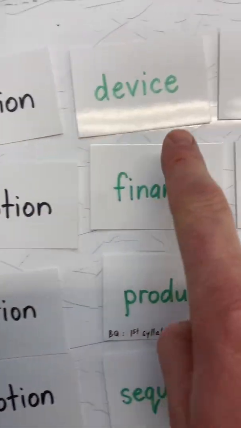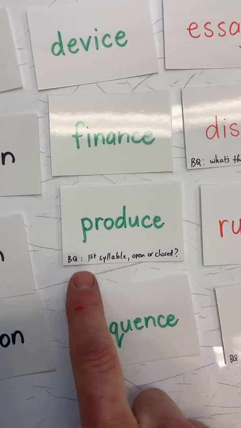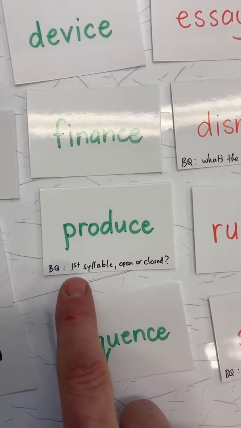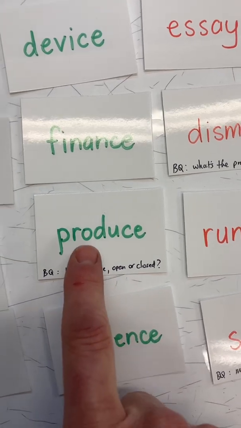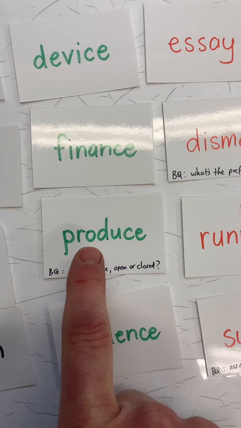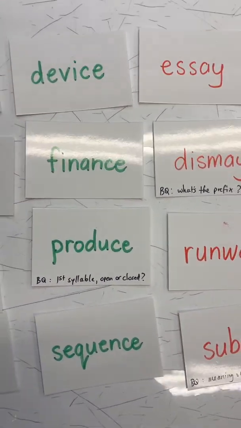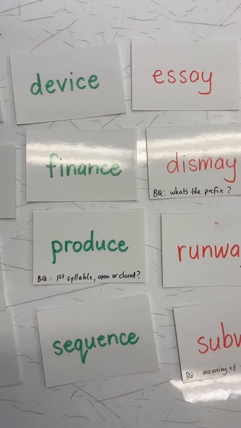I haven't got any bonus questions in there. Don't put too many in. Too many bonus questions will make your game run too long. Produce. What's the first syllable, open or closed? Now, I want my kids, because I've taught them, to realise that that is an open syllable. When they're spelling it, they will pronounce it mentally produce, even though when we pronounce it, it turns to produce.